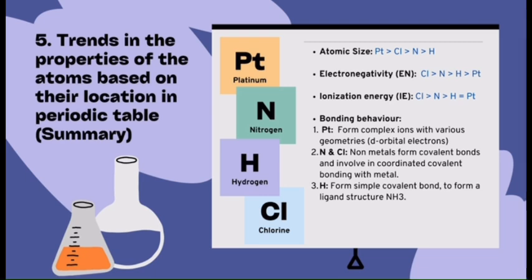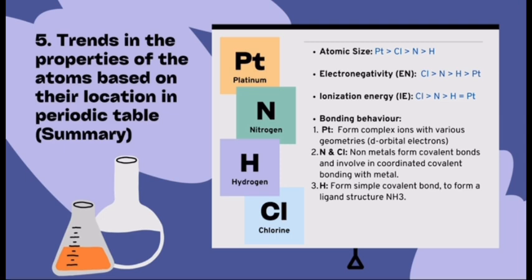To sum it all up, for atomic size, the largest is platinum, then chlorine, then nitrogen, and lastly H, which is the smallest. For electronegativity, chlorine has the highest, followed by nitrogen, then hydrogen, and then platinum. For ionization energy, chlorine also has the highest, followed by nitrogen, then hydrogen, which has the same level of ionization energy as platinum.